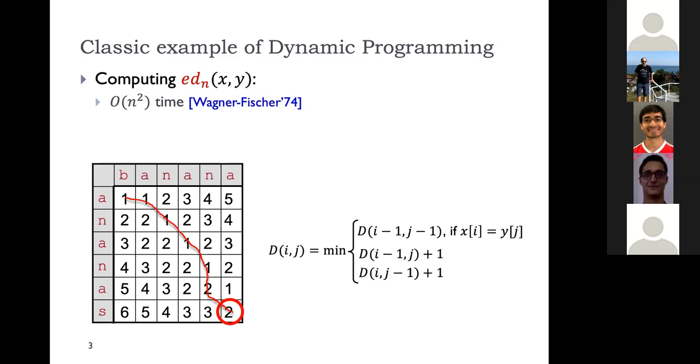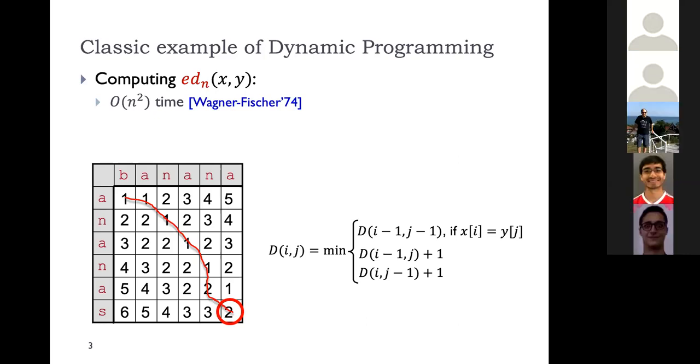You can also follow through the path that you took to get to that number 2, from which you can decode which characters got inserted, deleted, or substituted, or what is the alignment, what are the characters that remained untouched. It's a classic problem, quadratic time, great, but, of course, nowadays the strings are long and we would like to do it much faster than quadratic time.